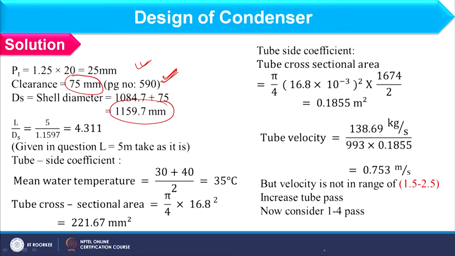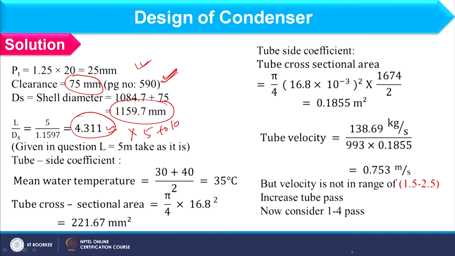So once you have the shell dia, you already know the length of the tube. You can find out L by D ratio as 4.311, which is nothing but 5 divided by 1.1597 meter, right. So if you observe this, it is not in the range of 5 to 10, okay. So that should be in 5 to 10, but here length is given to us, so we are not going to change this, okay.